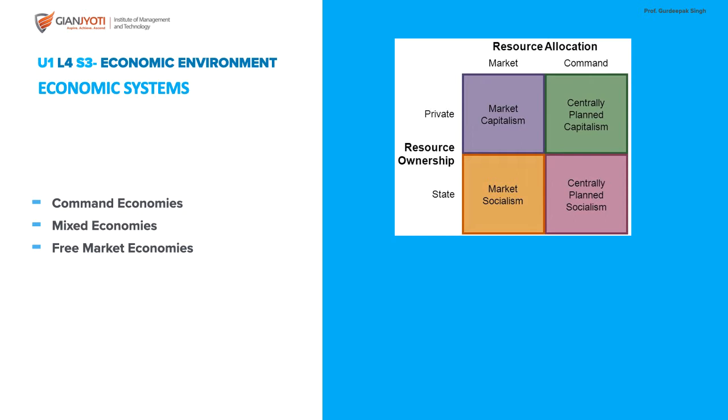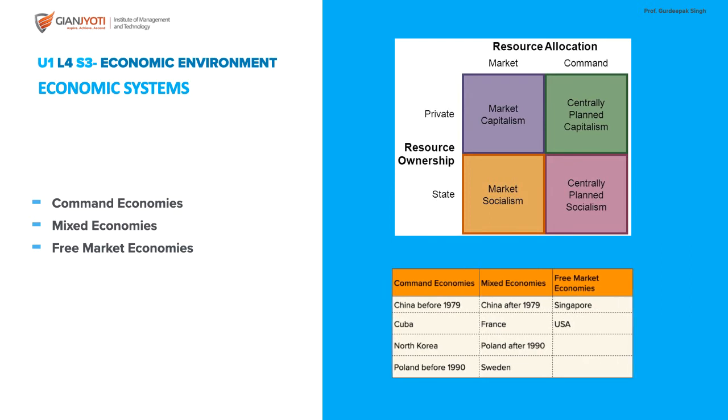If it is with a command, not by a market, and it is private, then it is centrally planned capitalism. That means some big companies control those resources. If it is owned by the state and also commanded by the state, so there are certain countries where there is no free market, and it is owned by the state, that is centrally planned socialism.